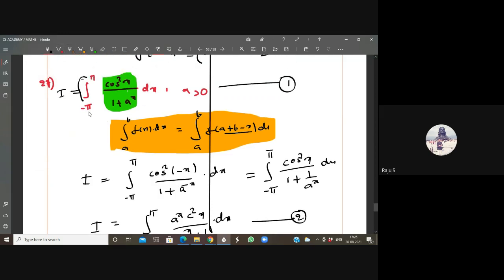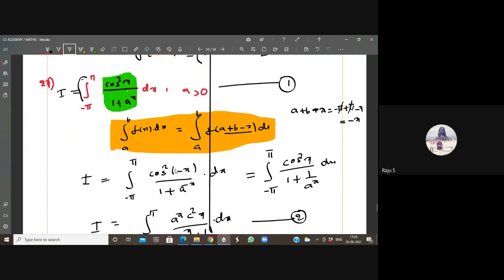A value is minus pi. So first you have to find A plus B minus x. So minus pi plus pi, minus x, that is nothing but minus x. It gets cancelled. So with the help of this, I replace x by minus x. So I replaced x with minus x in equation 1.